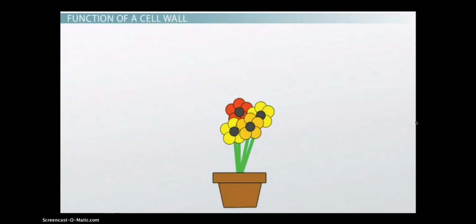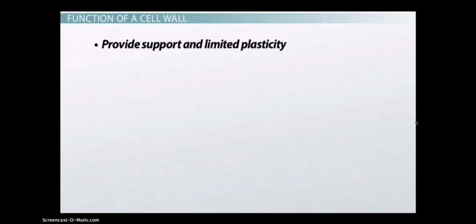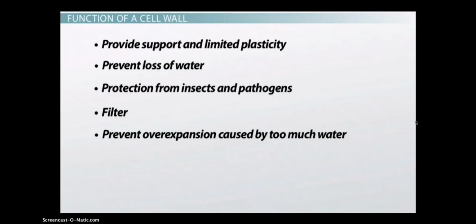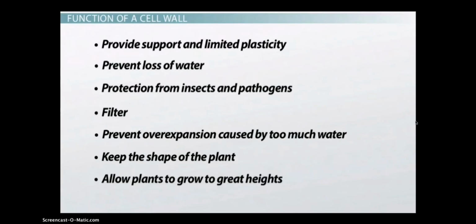Here is a list of the basic plant cell wall functions. Provide support and limited plasticity. Prevent loss of water. Protection from insects and pathogens. Filter. Prevent overexpansion caused by too much water. Keep the shape of the plant. Allow plants to grow to great heights.